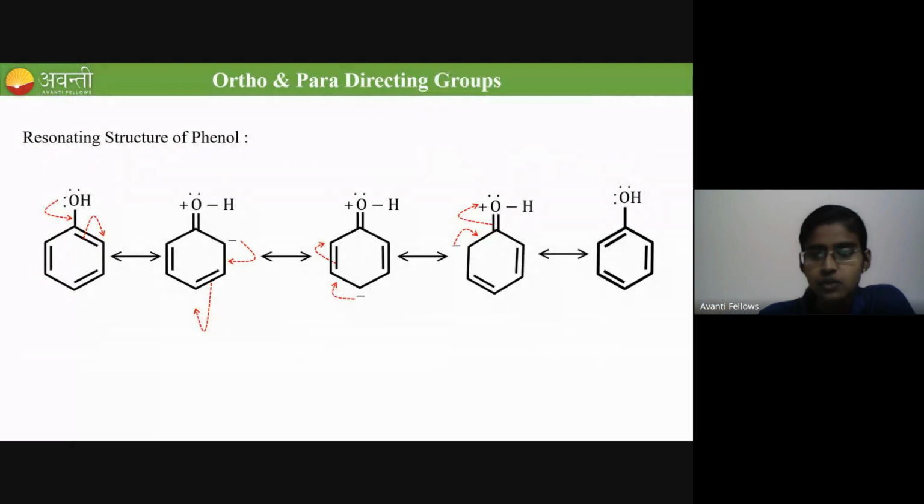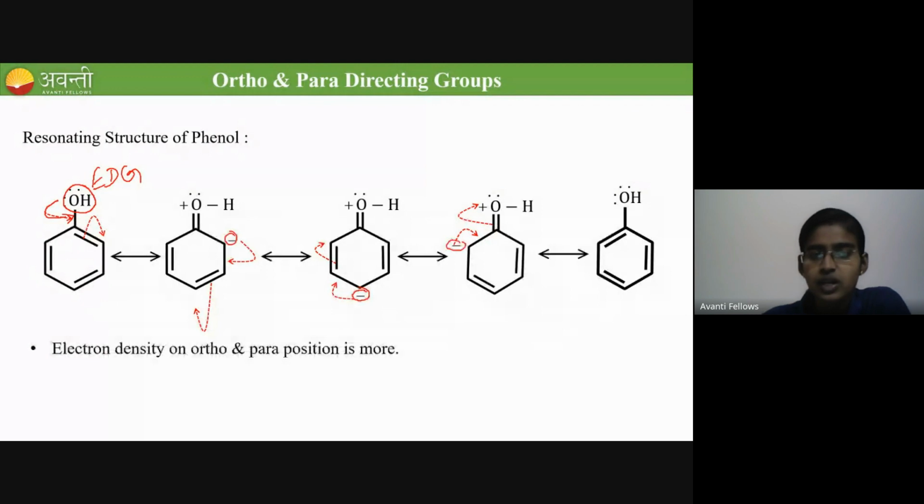Now when you see here, this OH is donating electrons to the ring. So this OH group is called an electron donating group. And this electron donating group is increasing the electron density at ortho and para positions. You see here, all the negative charge is getting delocalized to the ortho and para positions. So the electron density on ortho and para positions is more.